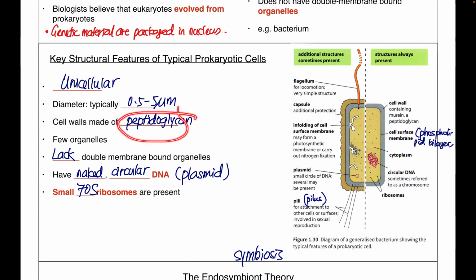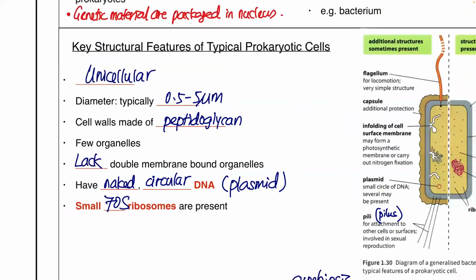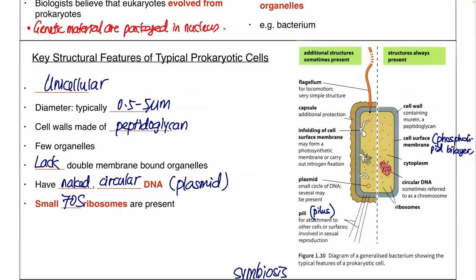If you look at this term, it is made of amino acids and sugar. The peptido comes from amino acid, glycan comes from sugar. So the cell wall is made of peptidoglycan. They lack organelles. Like I said, sometimes you may see some vesicles, and a few organelles. They also lack double membrane bound organelles.